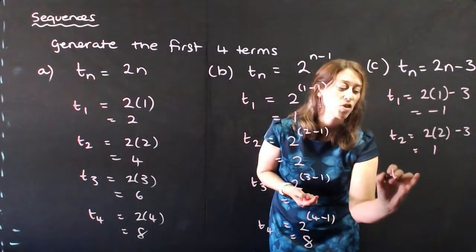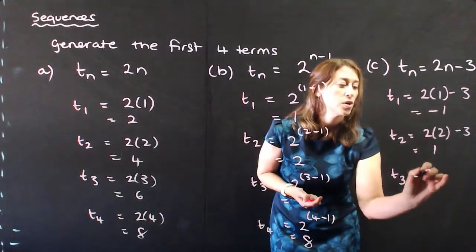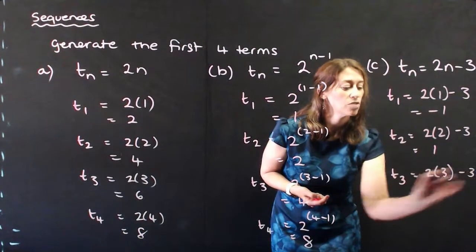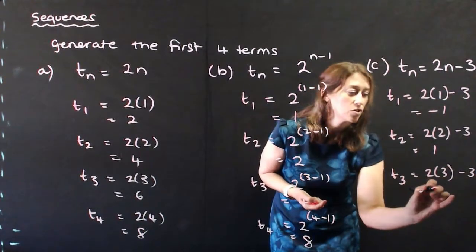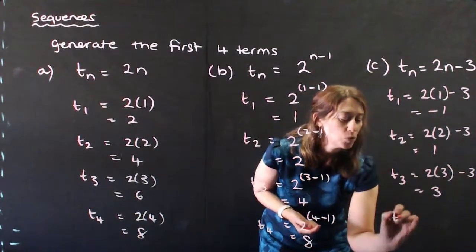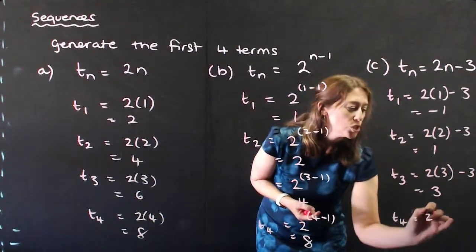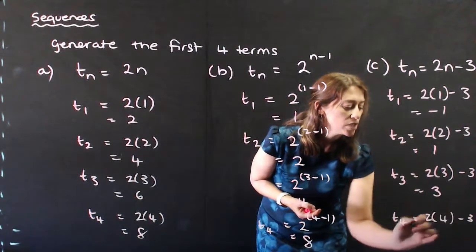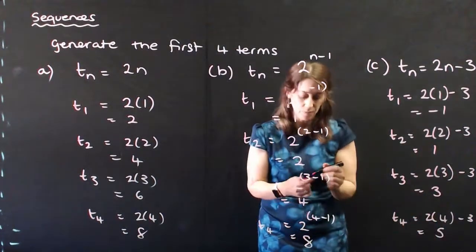And the third term, 2 times 3 minus 3, 6 minus 3 is 3, and finally the fourth term, which is 2 times 4 minus 3, 8 minus 3 is 5.